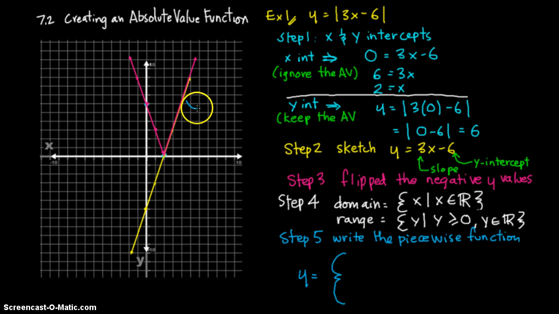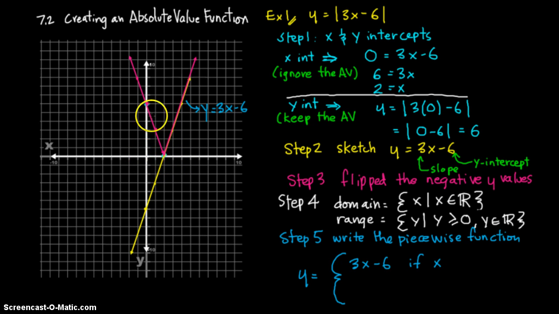So I want to figure out what these different graphs are. This one, I should know what this is already, shouldn't I? Because this is just simply the same line I drew in the first place. I graphed the yellow line. This is nothing more than 3x minus 6. So y equals 3x minus 6 if what? What does x have to be?